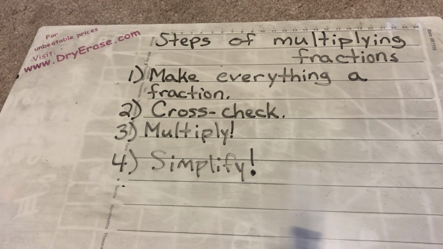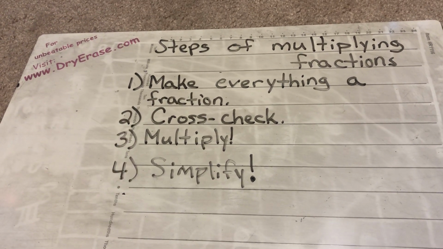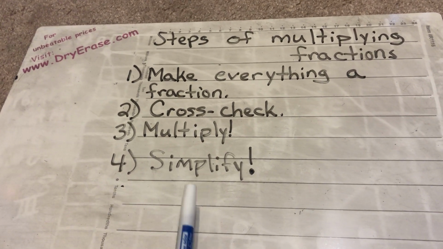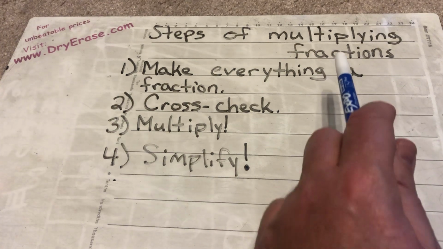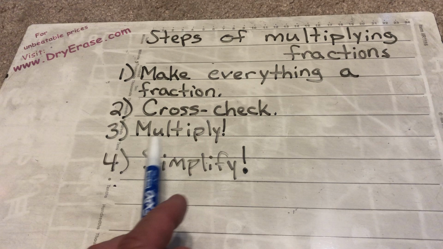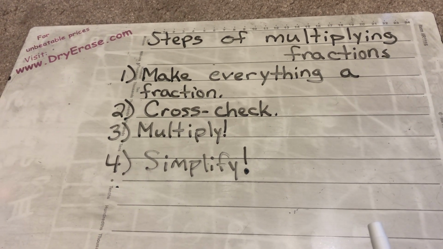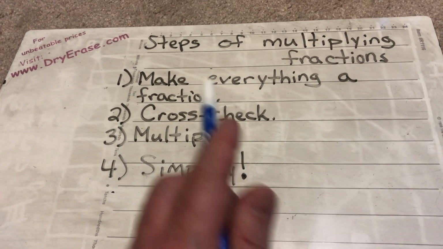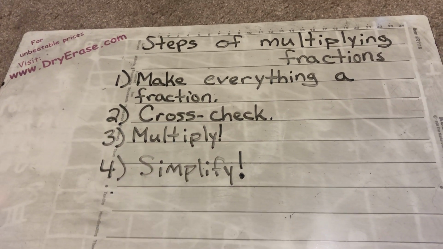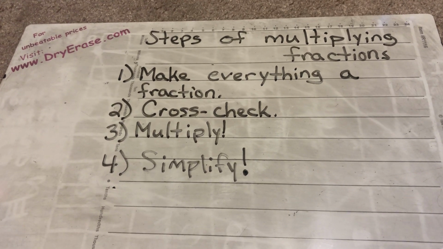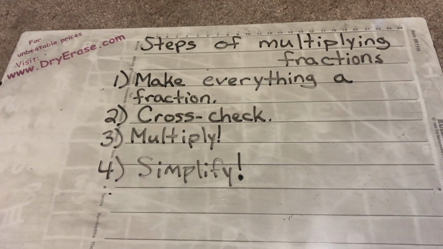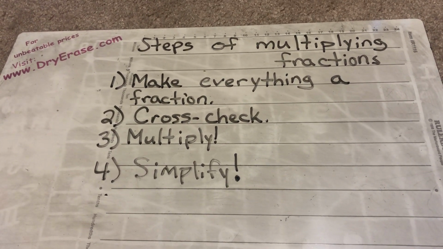I'm going to read that again. Steps of multiplying fractions. Number 1, make everything a fraction. Number 2, cross-check. Number 3, multiply. Number 4, simplify. So as you can see, even though this whole chapter is about multiplying fractions, there's a lot more involved to it than just multiplying. Because you can multiply correctly, but if you're doing the other steps wrong and you're multiplying numbers different than the numbers you're supposed to be multiplying by, you're not going to get the right answer anyway. So each of these 4 steps is critically important in multiplying fractions.